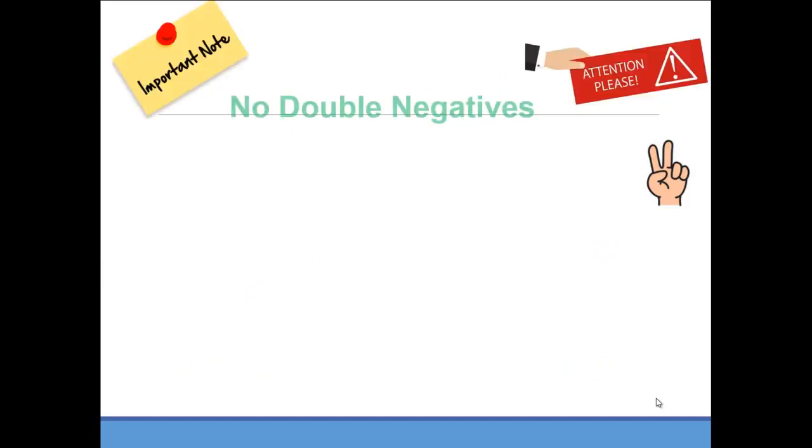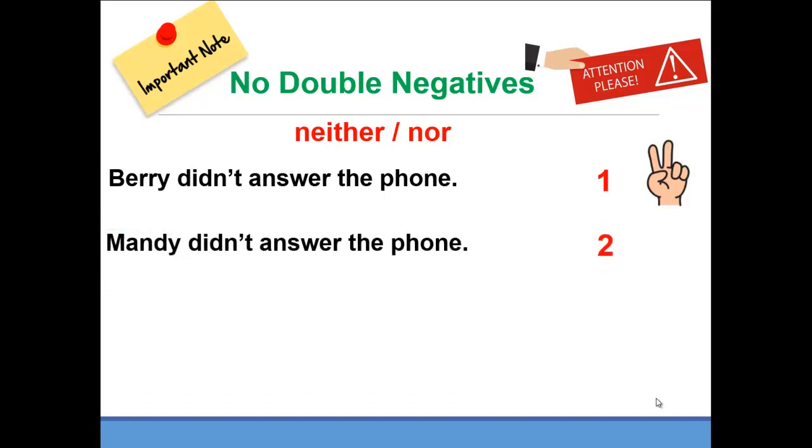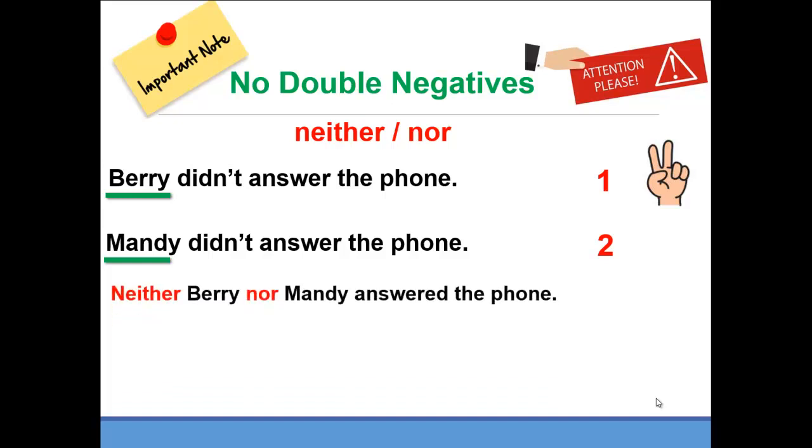Another example. Barry didn't answer the phone. Mandy didn't answer the phone. So, what words of the two sentences need to be connected? Barry and Mandy. Both of them didn't answer the phone. Great. We will use the conjunction neither nor. The first conjunction will be used before the first word Barry, and the second conjunction nor will be used before the second word Mandy. So it's going to be: neither Barry nor Mandy answered the phone. Great.